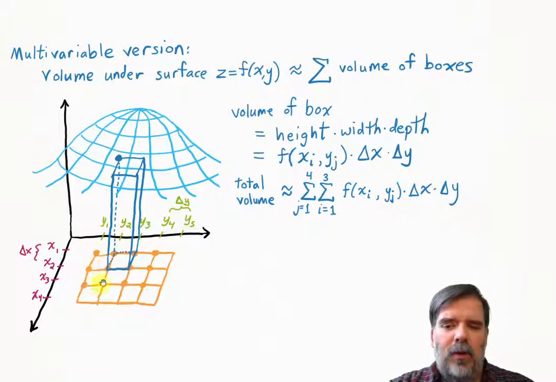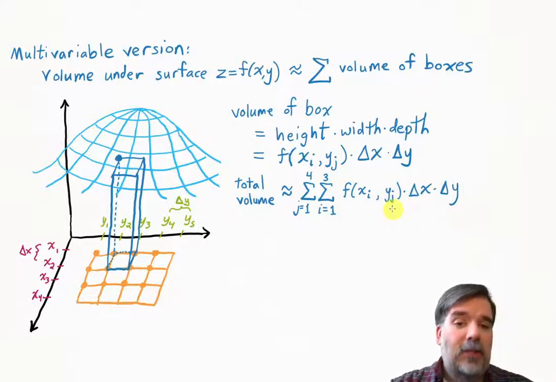Really, we only need one corner of each box. So in this case, for the y values, I need to use a different subscript, so I'll say y sub j. The j values range from 1 to 4. And so this double sum, for each of these values of j, we'll use each of these values of i. So there's 4 times 3 boxes altogether.